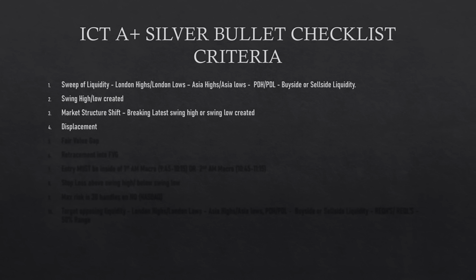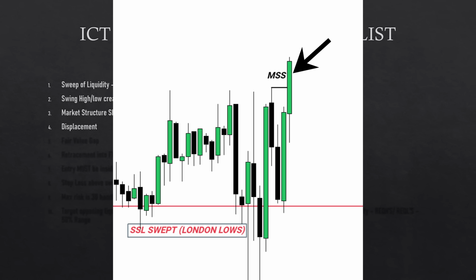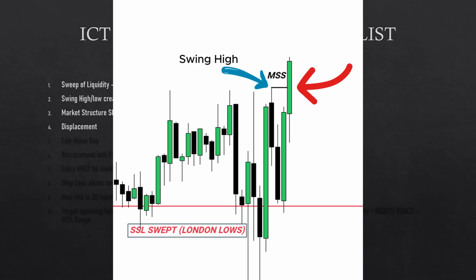Now, coming into checkpoint number 4 is a displacement. A displacement usually occurs with the market structure shift. They're both paired together, and essentially what a displacement is, it's a large candle that closes above the swing high. So it is paired with the market structure shift. For example, if price swept sell side liquidity and we create a swing high, that candle that we broke structure with should be a large up close candle that has a body close above that swing high. That is considered to be a displacement.